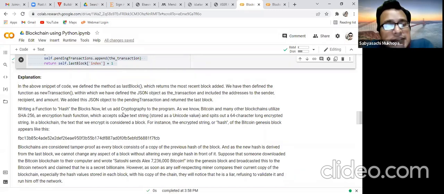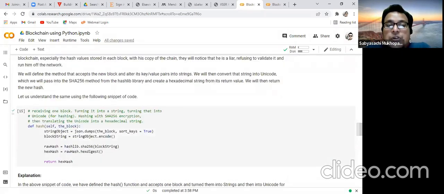Suppose that someone has downloaded the Bitcoin blockchain to their computer and wrote, okay, Satoshi sends Alex 7236000 Bitcoins, into this particular genesis block, and broadcasted this into the Bitcoin network, claiming that he is a secret billionaire. However, as soon as any self-respecting miner compares their current copy of the blockchain, especially the value stored in those blocks, they will notice that he is a liar, refuse to validate it, and run him off the network. So self-claiming will not be the purpose. Rather, you have to validate what the actual valuation is.